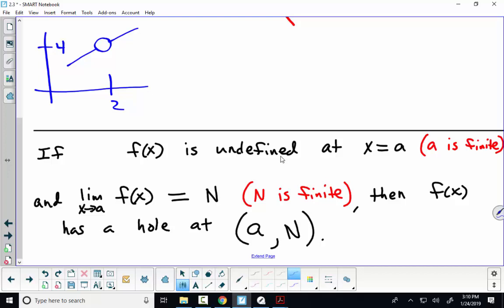The reasoning applies to any function, so our statement here is very generic. When we're computing limits, if the function is undefined at x equals a, and that's in the context of what you're approaching, where a is a finite number, but the limit exists as N, another finite number, then whatever function you're talking about will always have a hole at that x value and that y value.